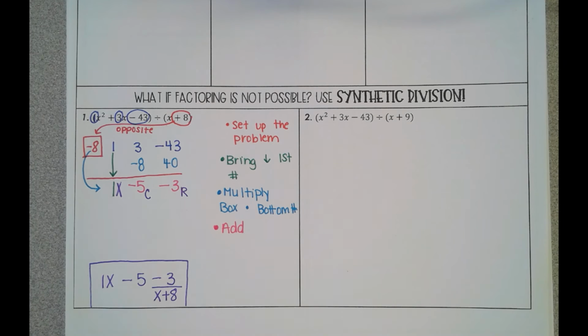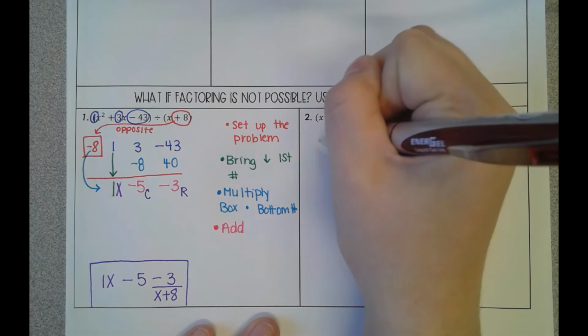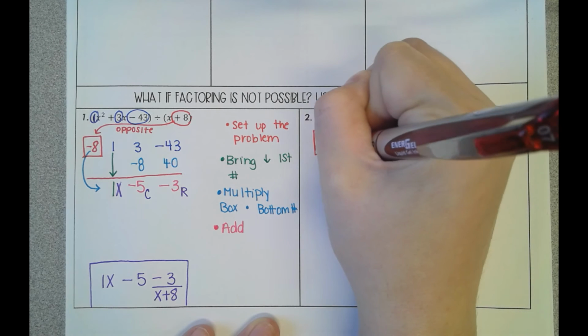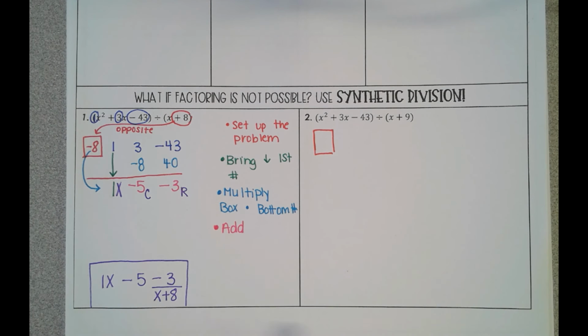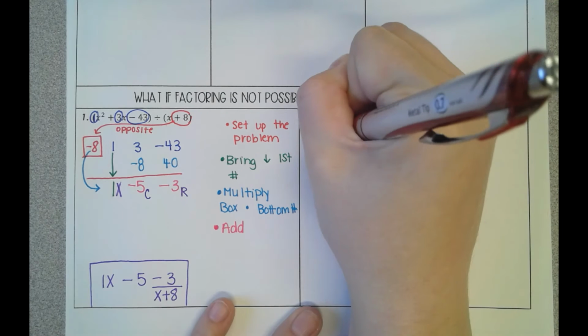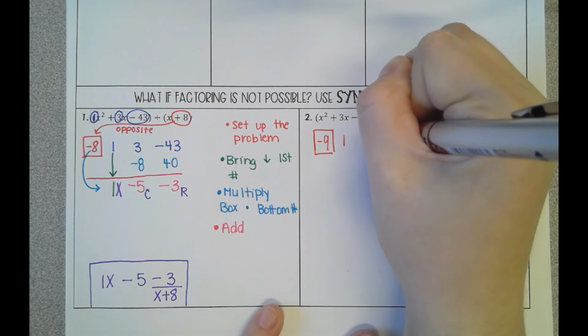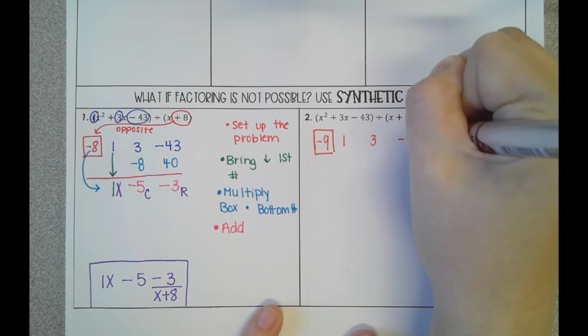All right. So let's go to number 2. Let's set up the problem. In the box, what number goes in the box? Negative 9. It's the opposite. And then what numbers go across the top? 1, 3, and negative 40. Good.